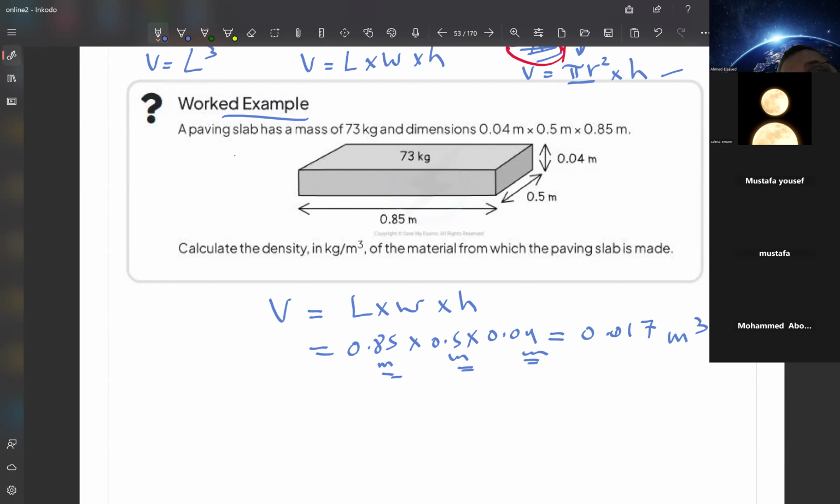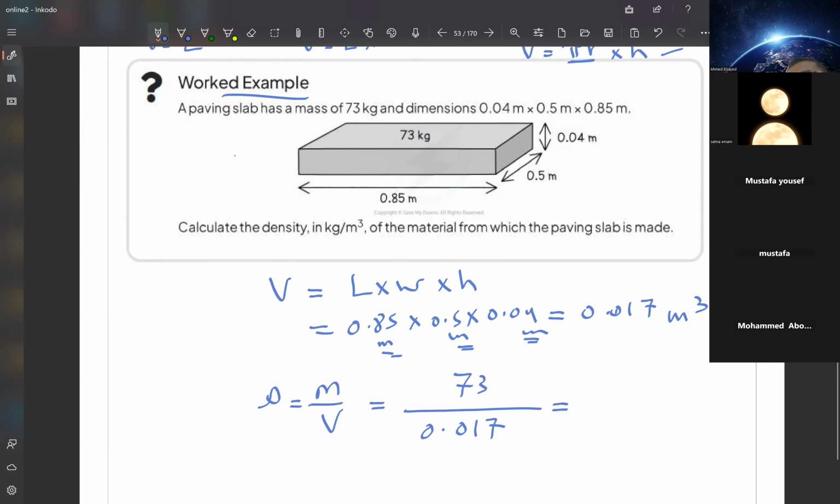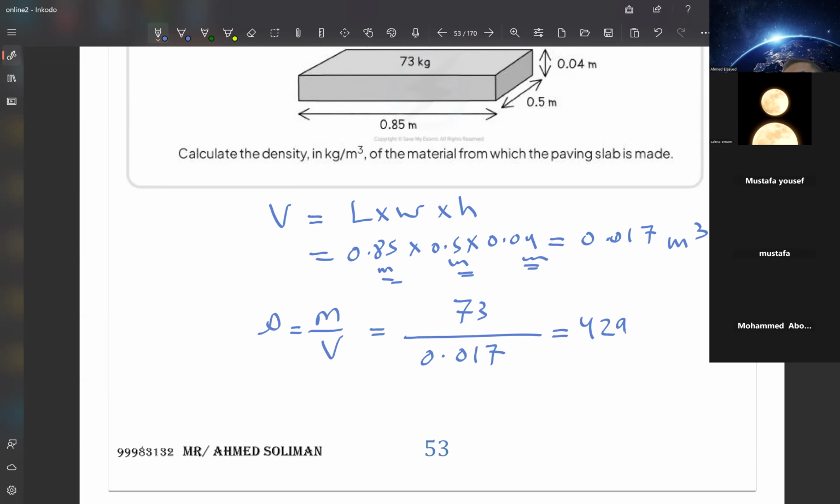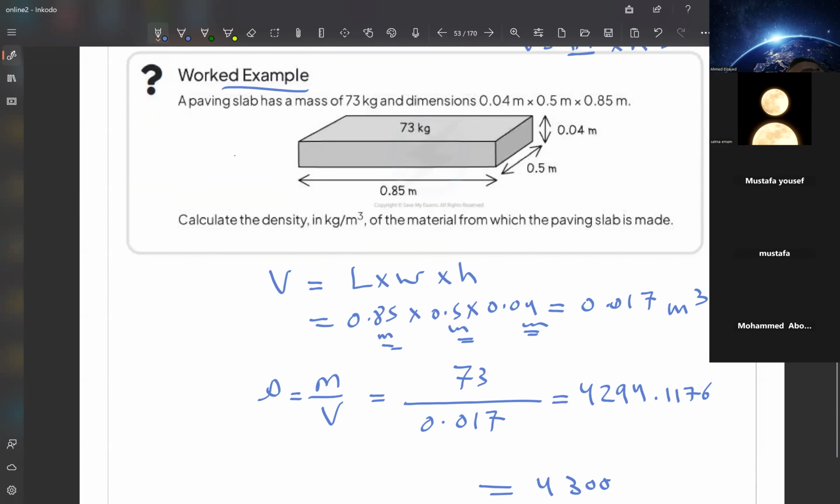Now the next, Muhammad, tell me what is the equation. Density equals mass over volume. Yes, you can't write the number directly, okay? First, the equation. So mass is 73 and the volume is 0.017. Now, what is the result? It's 4,294.11 but we can round it down to 4,000. No, sorry. Because it's given two significant figures, so we round it to two significant figures. So we can round it to 4,300.